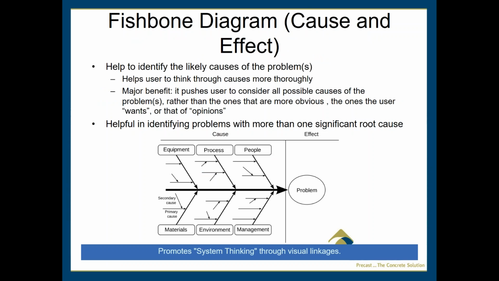Fishbone diagram, this is a cause and effect. So in this case here, it's very simple. I've got a problem, which is the effect, and then I've got all the things that impact that. So in this case, there's equipment, there's process, there's people, materials, environment, and management, and then there's going to be smaller bones off of that to give me a clear visual, if you will, of why the problem is happening.